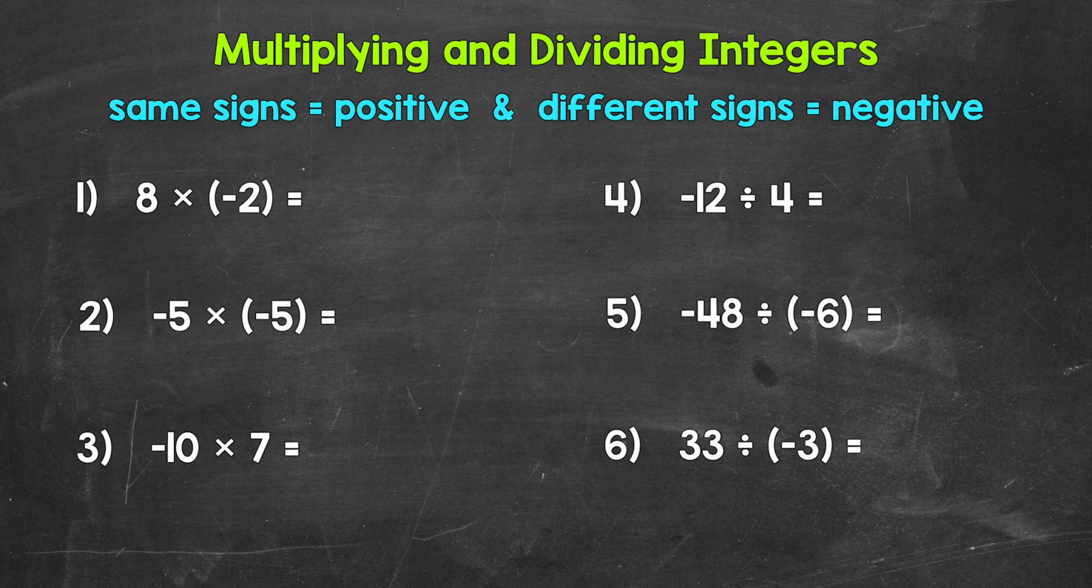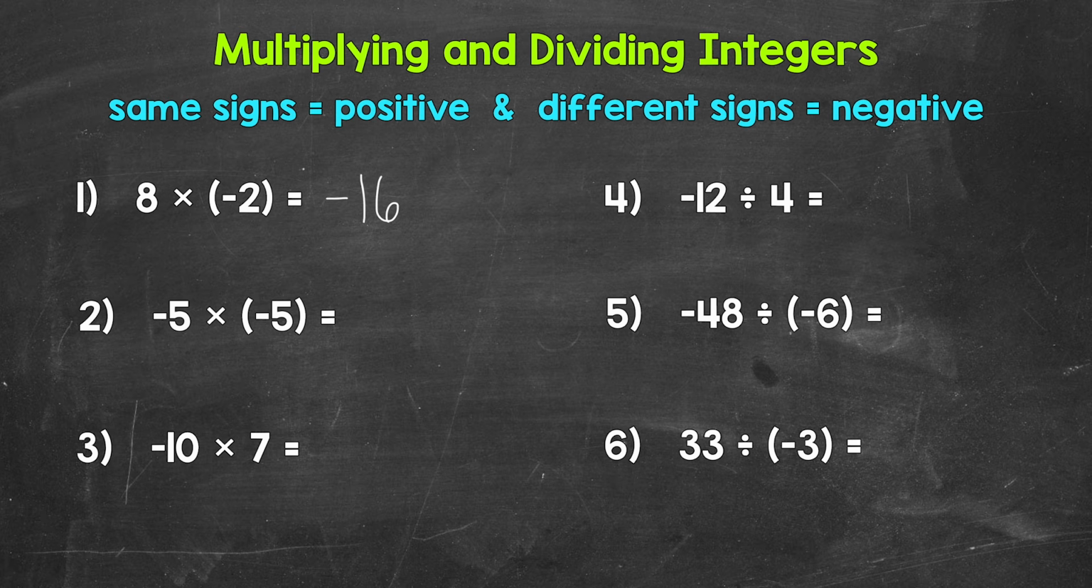Let's jump into our examples, starting with number 1, where we have 8 times negative 2. Well, notice we have different signs here. A positive times a negative. That means our product, our answer, will be negative here. So all we need to do is think 8 times 2 is 16. And again, since we have different signs, this is negative 16. So 8 times negative 2 equals negative 16.